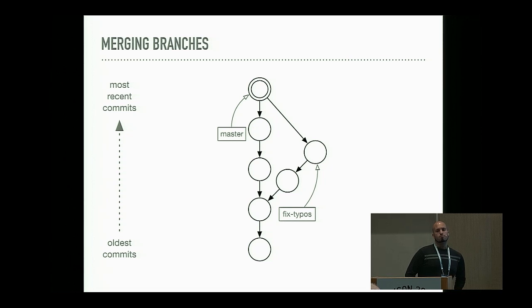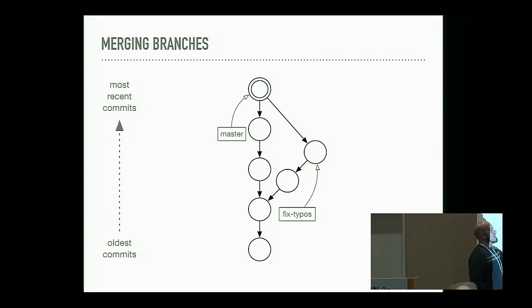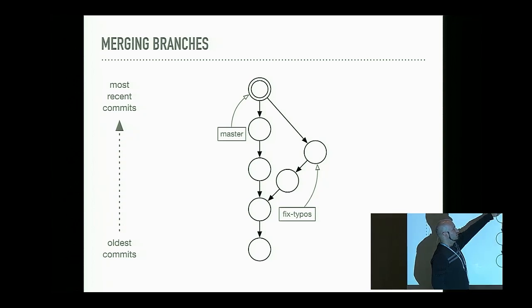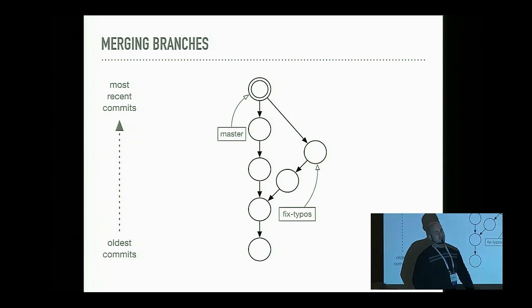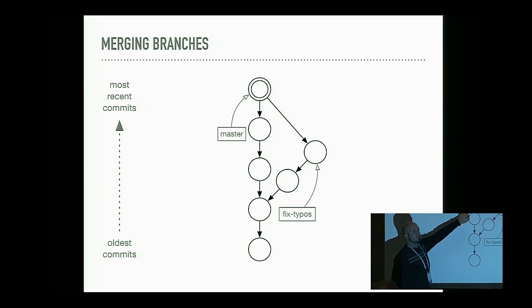Merge commits can have more than one parent pointer. So this merge commit has 2 parents. It has this commit, which was the old master, and it has this commit, which is the fixed typos branch. Now, because I was on the master branch when I made that pull request, I've also updated the master pointer to point to this merge commit.